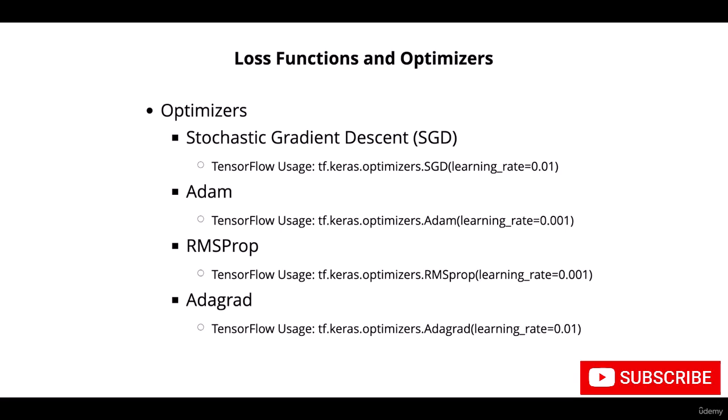AdaGrad, adaptive gradient algorithm. That's AdaGrad. Adapts the learning rate for each parameter based on the historical gradients of that parameter. It allocates more learning to less frequently occurring parameters. TensorFlow uses tf.keras.optimizers.Adagrad, learning rate of 0.01.